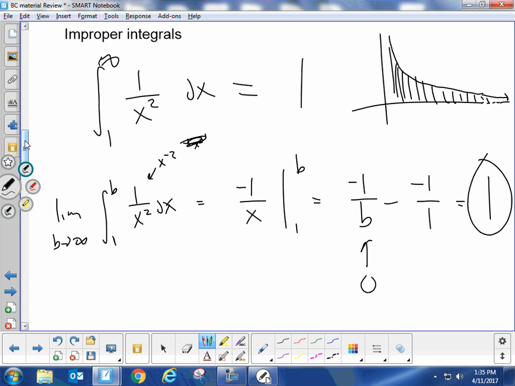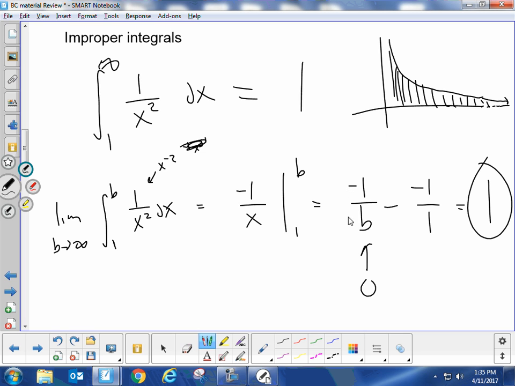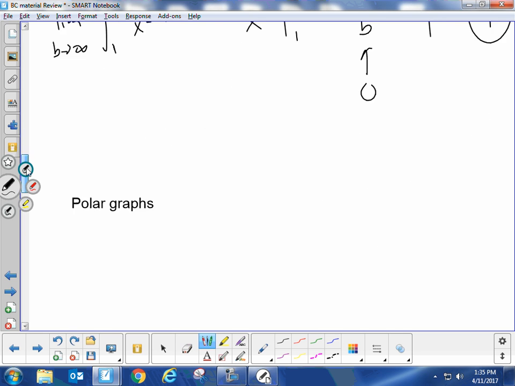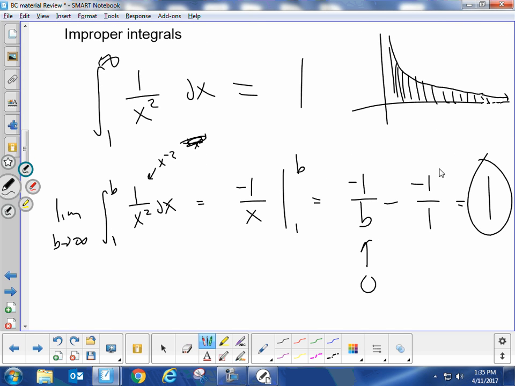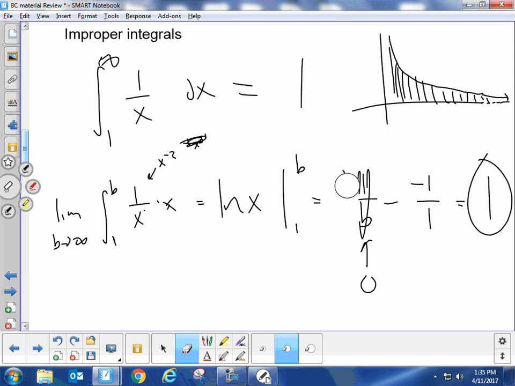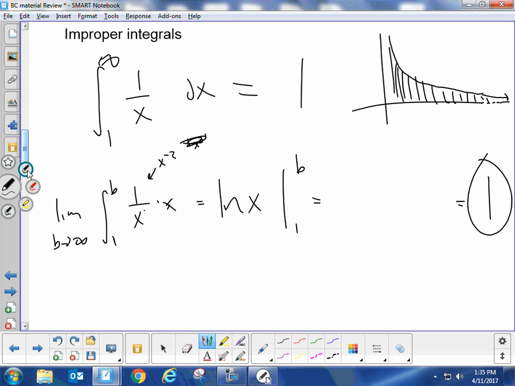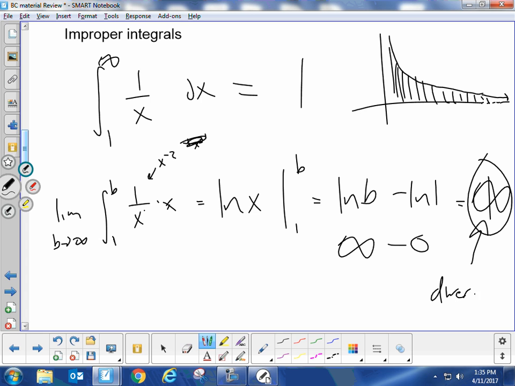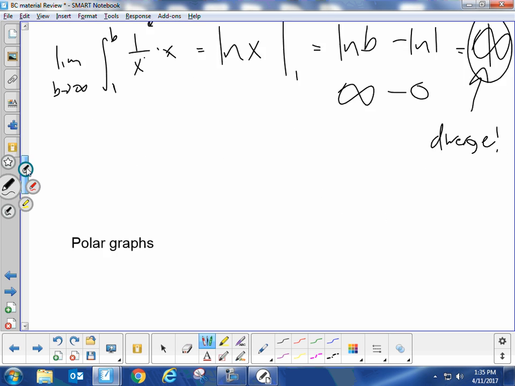Make sure you use a limit if it's free response. Make sure you understand, as something approaches infinity, what's going to happen. Now, if this was 1 over x, watch what happens. The antiderivative of 1 over x would be log x. And then we'd have log of b minus log of 1. Well, in this situation, we should remember that this grows, so this would be approaching infinity. Log of 1 is 0, so this would approach infinity. When we say something is approaching infinity, we would say it would diverge. Okay, so that's improper integrals.